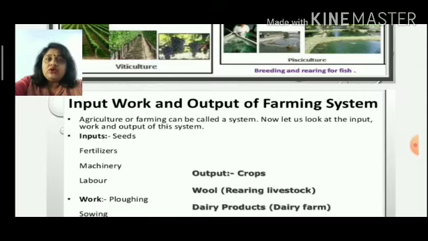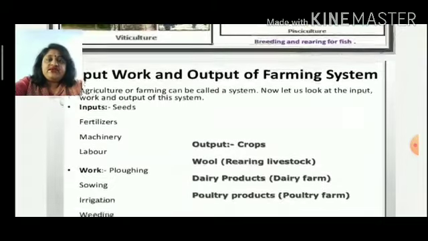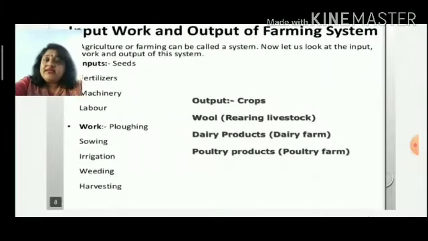Now let us look at the input. Farmer needs what? Fertilizers? Yes. Machineries? Yes. Labor? Okay. Then work, what he does? Ploughing means, जब किसान खेत में हल चलाते हैं, that is the very first activity which is being done on the fields or the arable lands, that is ploughing.